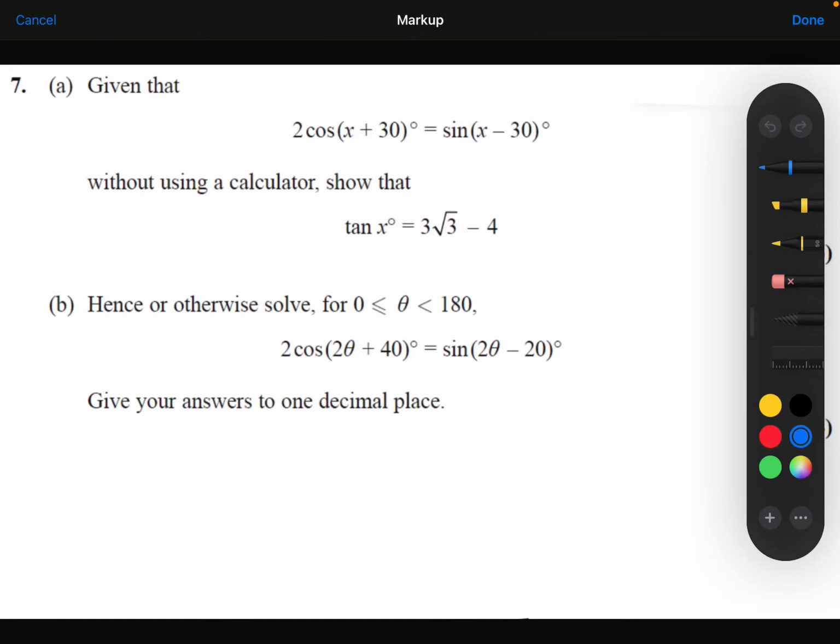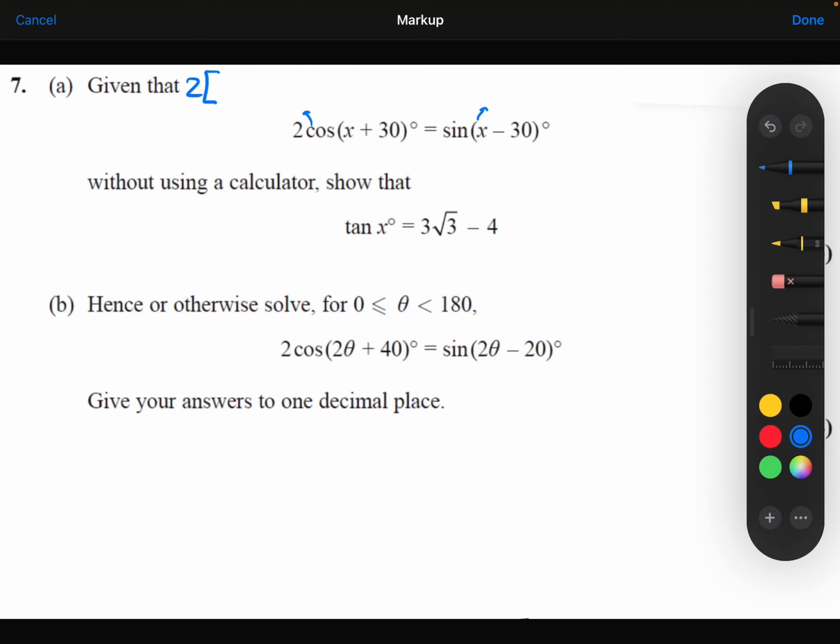Part A, given that 2 cos(x + 30) = sin(x - 30), without using a calculator, show that tan x is going to equal 3 root 3 minus 4. So I'm going to expand both sides of this using the addition formulae. So we'll start off with 2 lots of bracket.